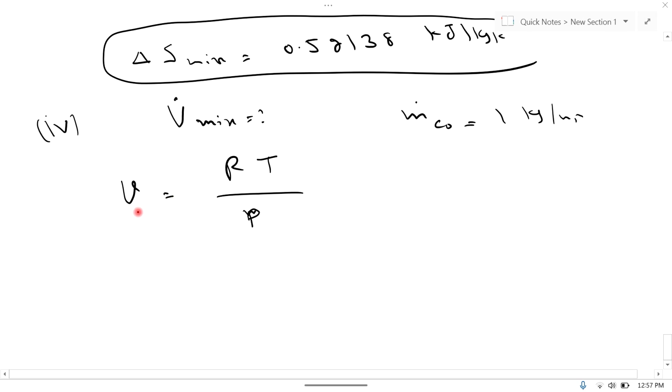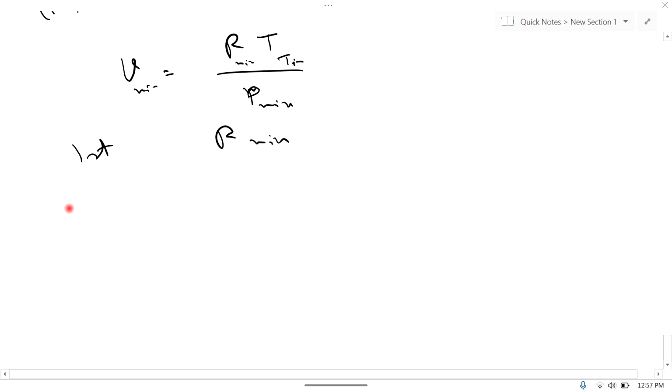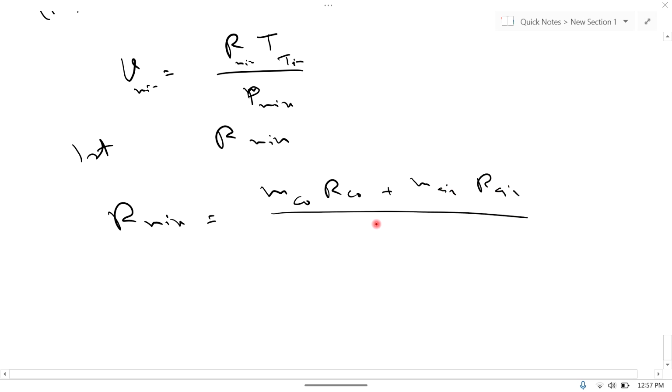RT, and this is V of the mixture. So this is R of the mixture. This is temperature of the mixture, and this is pressure of the mixture. First we find R of the mixture. So R of the mixture is equal to mass of carbon monoxide multiplied by R of carbon monoxide plus mass of air multiplied by R of air, divided by mass of mixture. Mass of mixture or total mass.